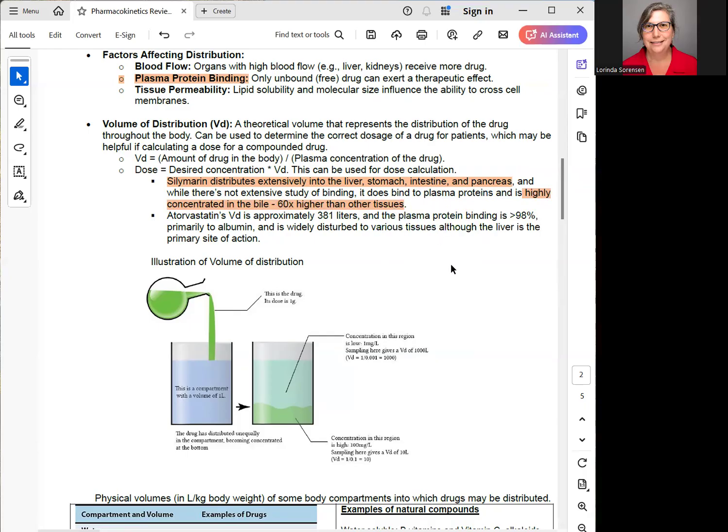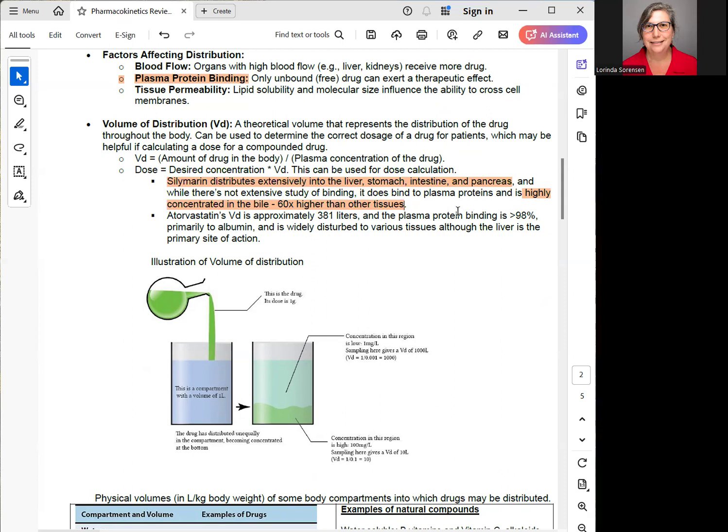And remember, bile goes through enterohepatic circulation. So this silymarin that is concentrated in the bile perhaps can go through that recirculation of the bile several times, depending upon its factors.